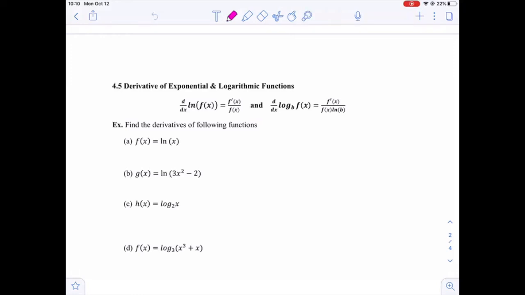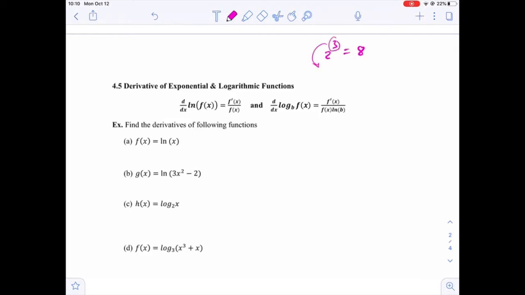Section 4.5 is about derivative of exponential and logarithmic functions. Let's start with the derivative of logarithmic functions. We know that a logarithmic function is a function that represents the power of some exponential form. For example, 2 to the power 3 is equal to 8.